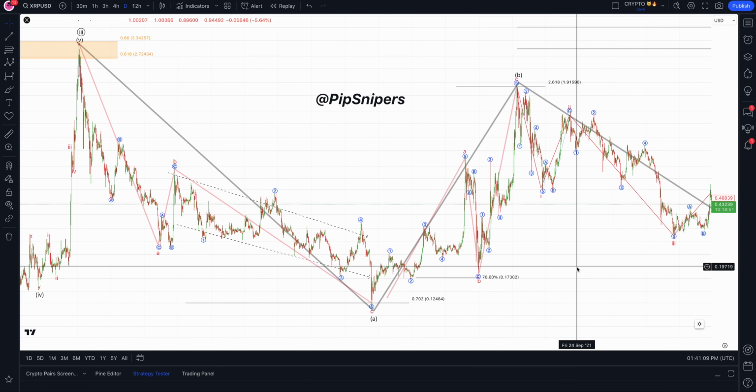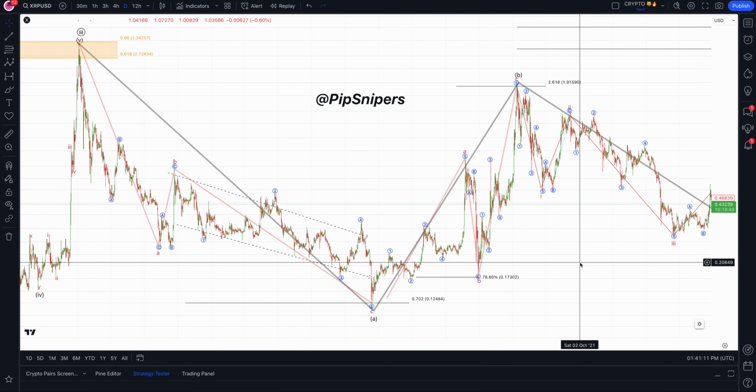Let's take a look at XRP over here. Today is going to be a quick video on XRP, just showing you where exactly XRP is headed, where XRP is now, and where the price came from.